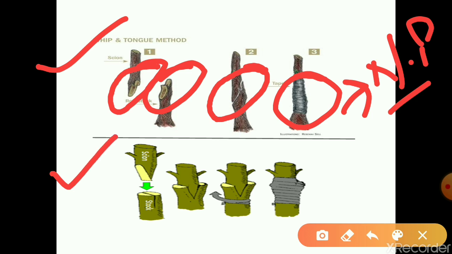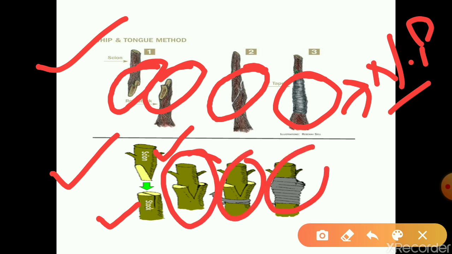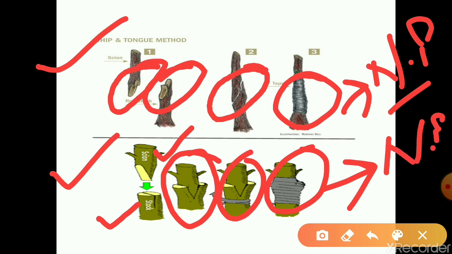In the second method, the wedge method, a V-shaped cut is made on stalk and a wedge-shaped cut is made on scion, and both are tightly bound to each other, and after some days they grow into a new plant. So in the whip or tongue method, a V-shaped cut is made on both stalk and scion and they are tightly bound to each other. But in the wedge method, a V-shaped cut is made on stalk and a wedge-shaped cut is made on scion and they are bound to each other.